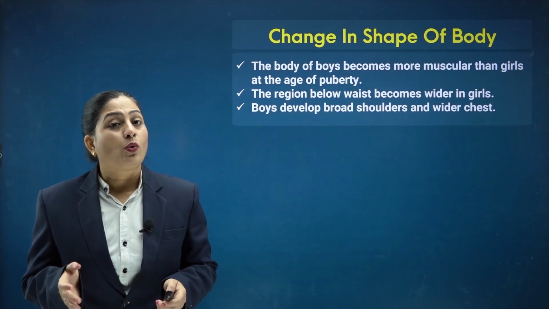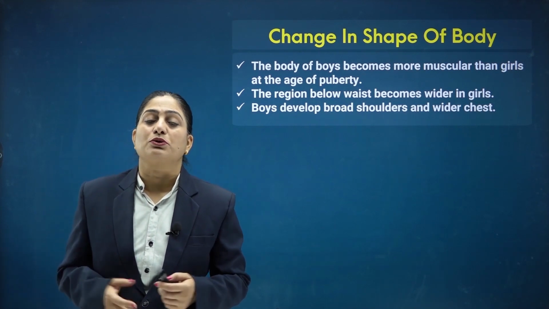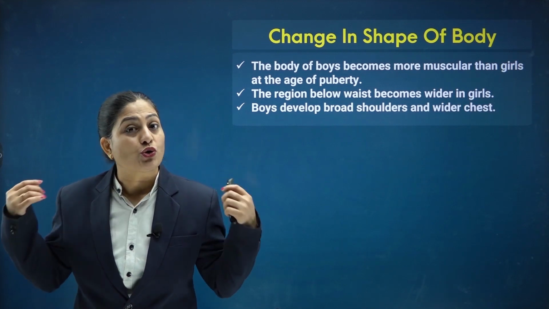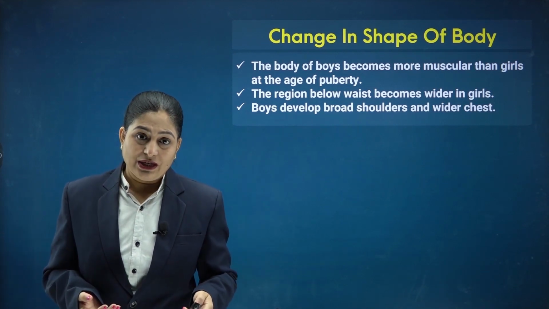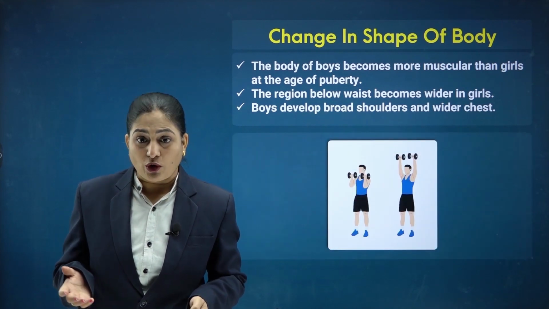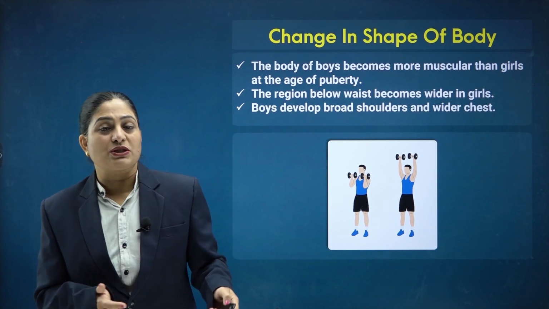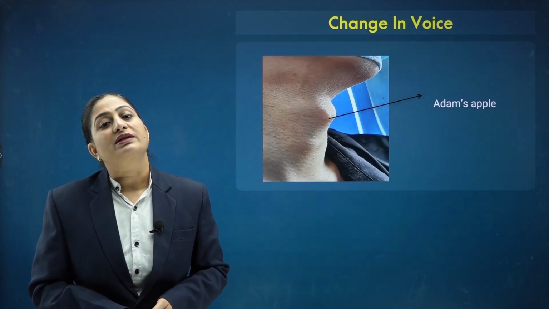The region below the waist is wider in the case of girls as compared to boys, whereas boys develop broad shoulders and a wider chest. So these are the changes in the shape of the body that have been observed. Boys become more muscular and girls less muscular. Another important thing is the change in voice.